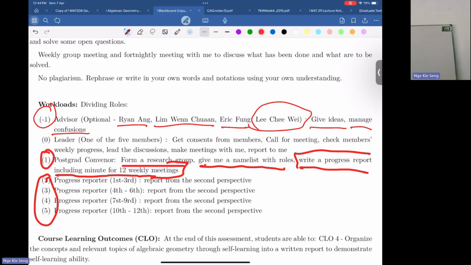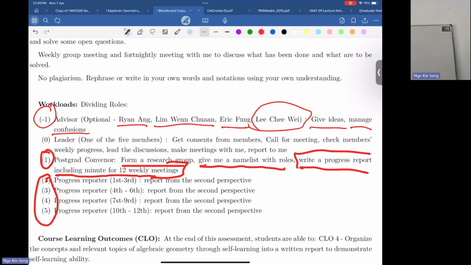If not, you can just ask the 5 of you and vote on who wants to be the leader. It's fine. It can be the master itself also, but I just put an option that it could be an undergrad also. It depends on how the 5 of you discuss and interact with each other. Then I will add the leaders and the master student into a group chat. Anything to report or anything I want to update, I will update through the leaders.